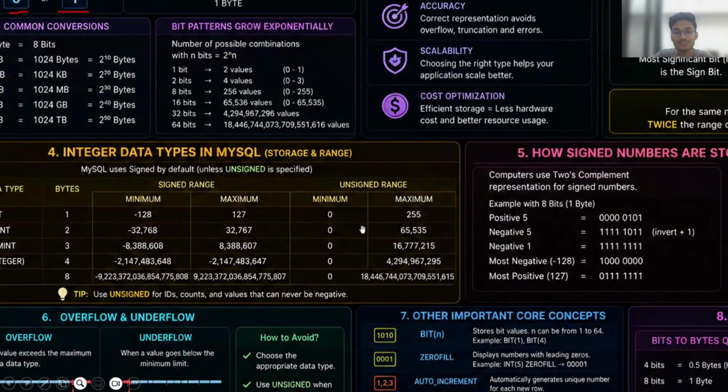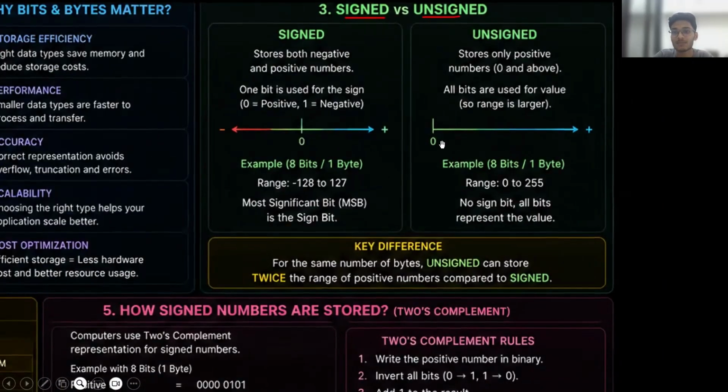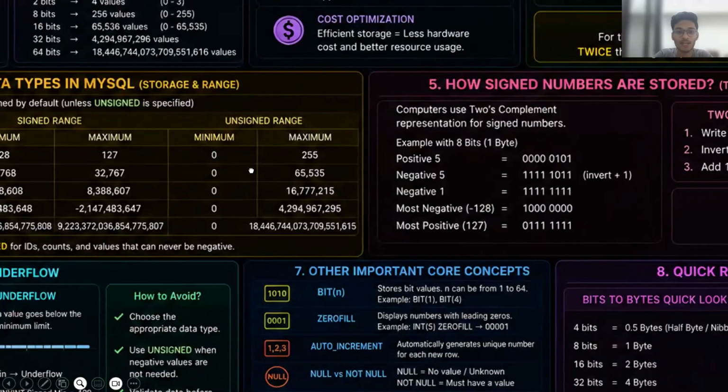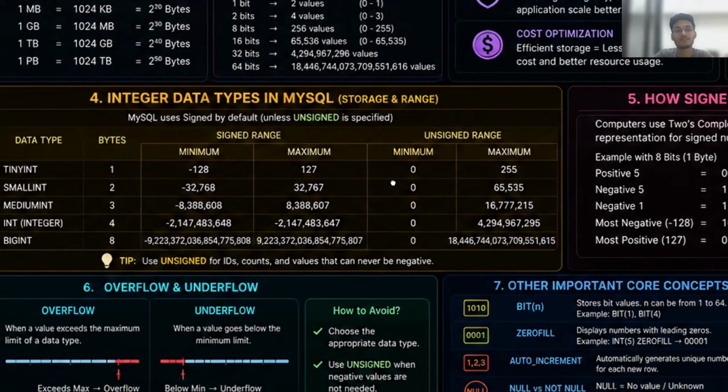Now, 256 values. If it is unsigned, unsigned means all the positive values only. It will not consider the negative values. It will show only the positive numbers. So if you are considering unsigned, then the 256 values will be in the range from 0 to 255, because 0 is also included. So 0 to 255. So a total of 256 values will be there, right?